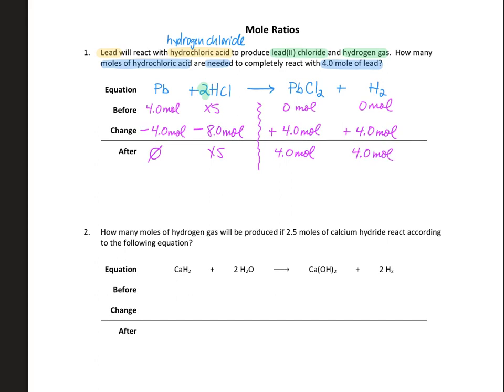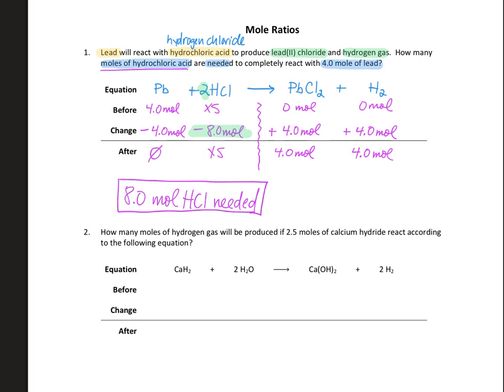Okay, now that our BCA table is complete, we can look back. We're looking for how many moles of hydrochloric acid are needed. We're going to get that from our change line, which is going to be 8 moles are needed. So that's going to be our final answer, 8.0 moles of HCl needed. All right.